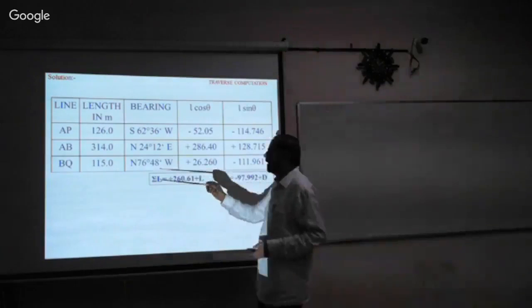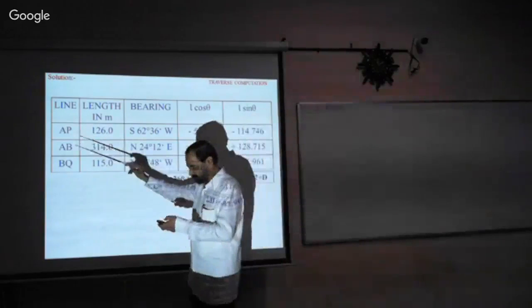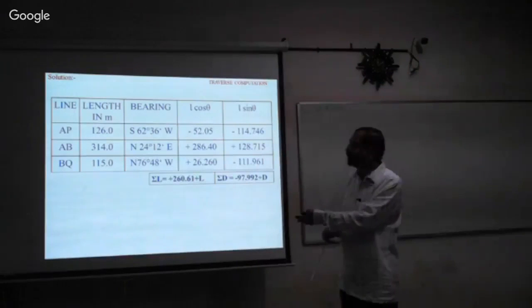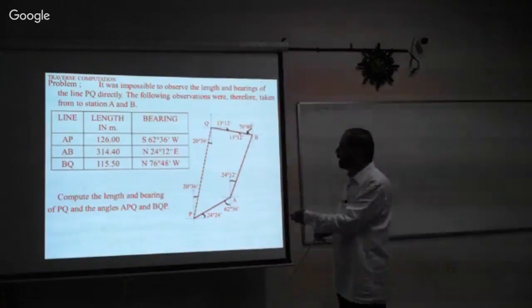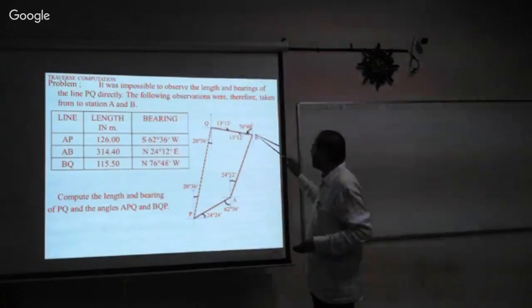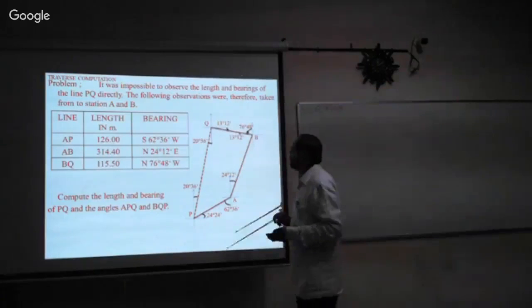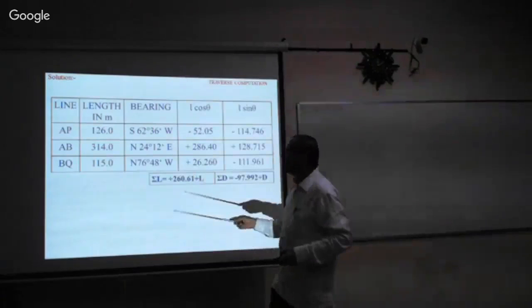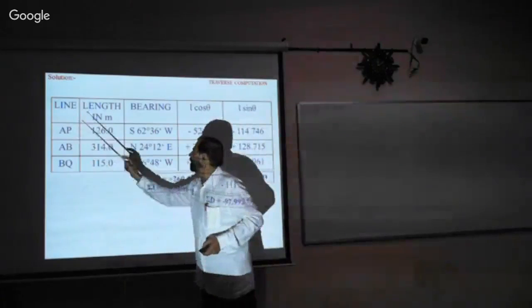Now please understand there is an error here. Am I right? Is it an error? Alright. It should be PA and AB and BQ. This is PA.